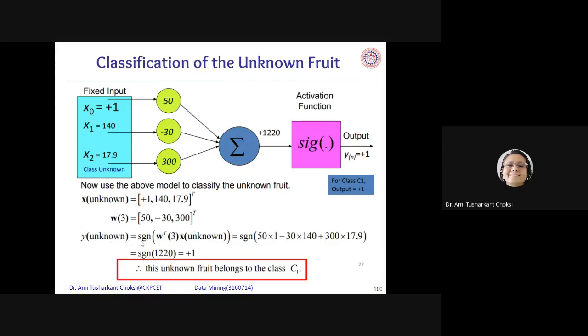Y unknown, which we want to find. We apply the activation function, and inside that we have the W transpose and X. We do the vector-matrix multiplication, and we get the result as the activation function of 1220. As we know that it is positive, we get the output +1, and it means that we have the class C1. So, a very simple prediction.